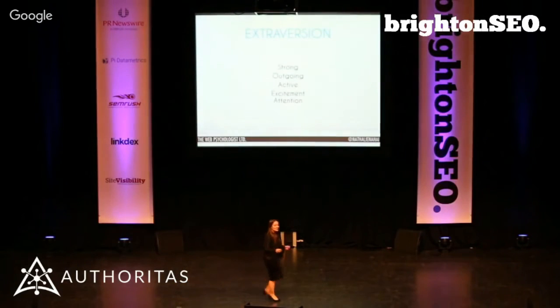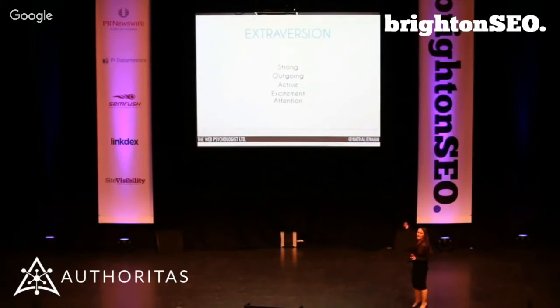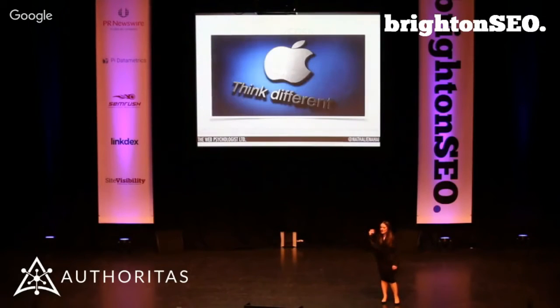And research has found that people who score highly in extroversion, like that lot, or even Red Bull, Red Bull's a brilliant example of this, they react much better to ads within Google ads that include these personality trigger words. So you can actually scientifically design your ads and your content to grab the attention of people who are high in this trait. So these words, strong, outgoing, active, excitement, attention, that's going to grab your extroverts much more persuasively.